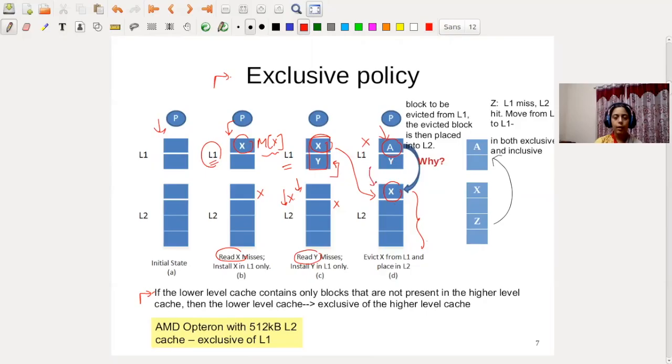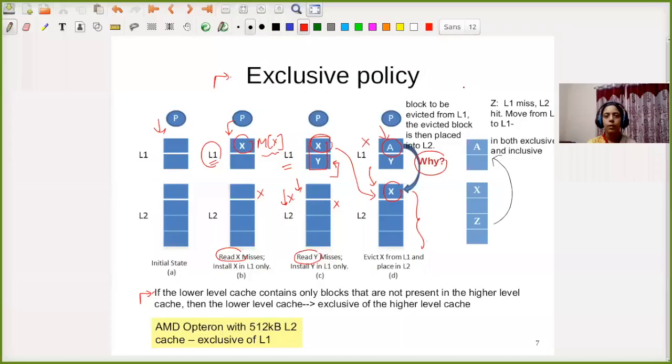And is there any advantage, or why are we doing this? Why are we evicting the block? Why are we placing the evicted block from L1 into L2? Is there an advantage of doing this? So this is something again which you can think about.